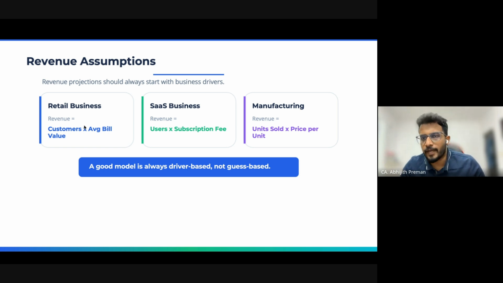You can do these things maybe to understand the potential of the business. But taking vague assumptions won't help you in that aspect. A good model is always driver based, not guess based. This is very critical and very important. While arriving at your revenue, it's always derived based on the drivers, and it's very important that you do it based on the drivers.